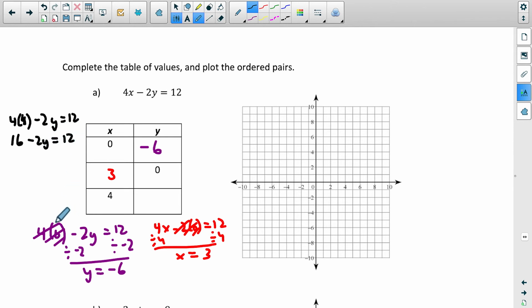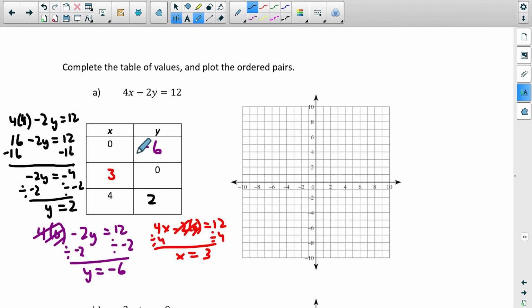Alright, it's going to take a couple steps. We got to get rid of the 16. How are we going to do that? Subtract on both sides. Now be careful. What's left over here is negative 2y, and 12 take away 16 is negative 4. Okay, then we need to divide both sides by negative 2 to get rid of the negative 2 on this side. So we get y equals negative divided by negative is a positive, 4 divided by 2 is 2, so we have y equals 2 in this one.